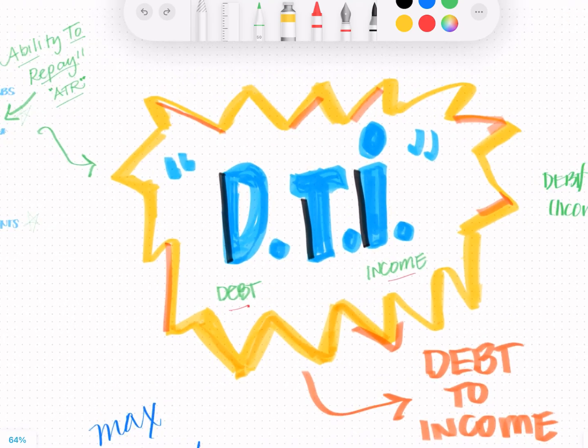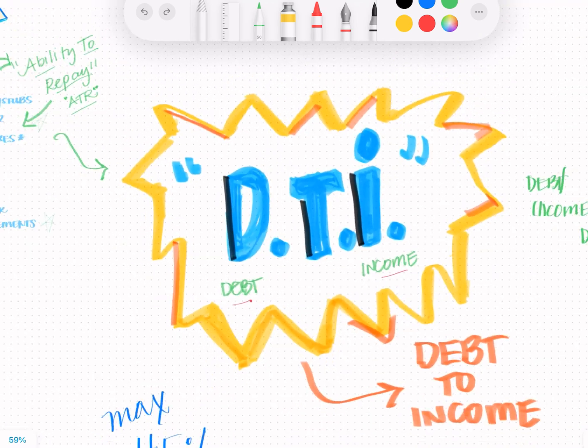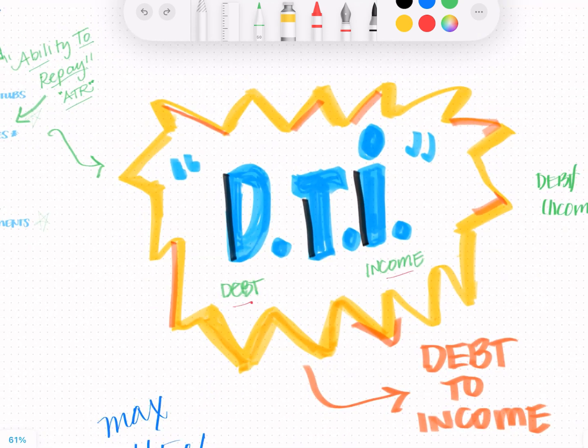Today, we're talking about DTI, or debt to income. Debt to income is a calculation expressed as a percentage where your total debts are divided by your total income. These are monthly amounts. Typically, for most loan programs, the maximum DTI is around 45%.